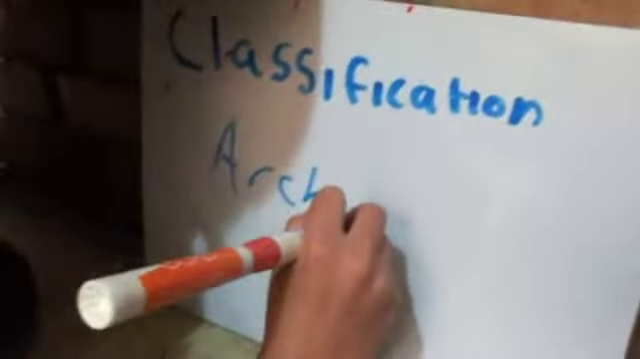What do archaea and bacteria have in common? Archaea and bacteria have in common that they don't have a nucleus in their cells. So that is another thing.